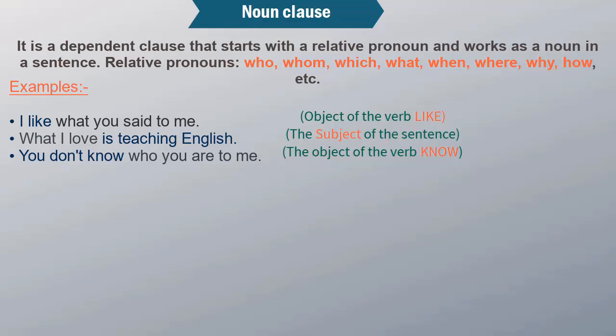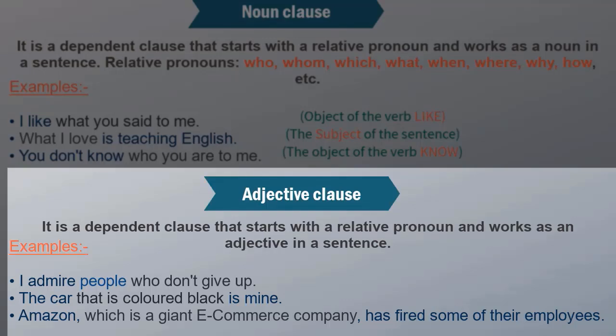You like something. What do I like here? I like what you said to me. I like something. What is that? What you said to me, starting with the relative pronoun what. You is the subject, said is the verb. What I love is teaching English. Yes, that's what I love. What is the subject? What I love, right? Again, a noun clause.